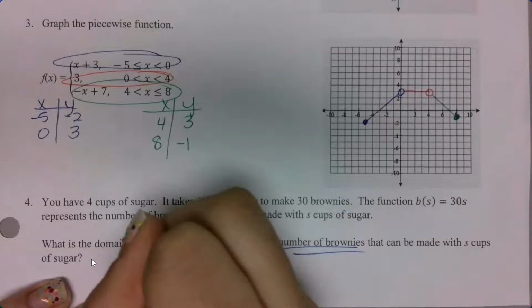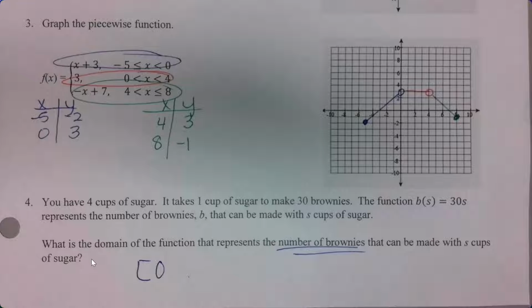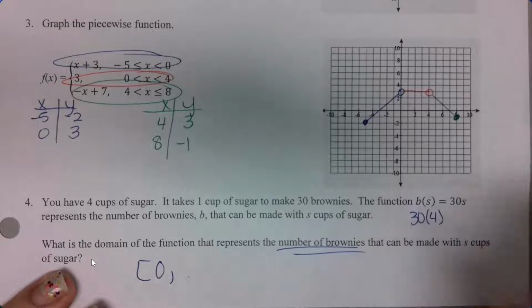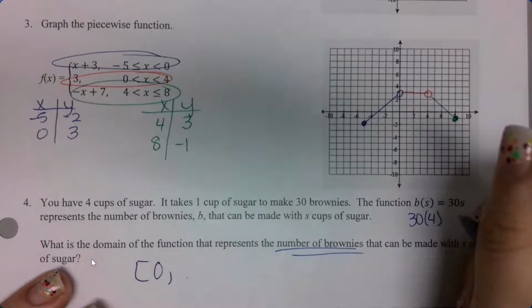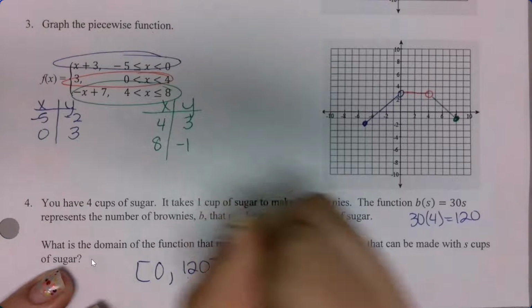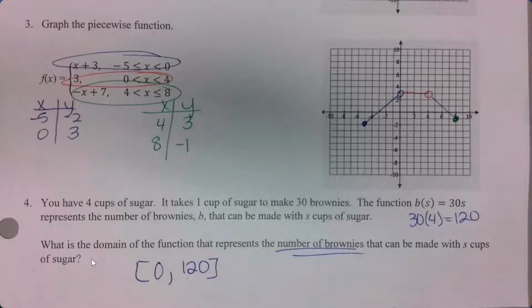I can always choose not to make any brownies. So I can have square bracket 0. I need to figure out my maximum amount of brownies I can make, so I'm going to do 30 times 4 because I only have 4 cups of sugar. That gives me 120. So that is the most amount of brownies I can choose to make.